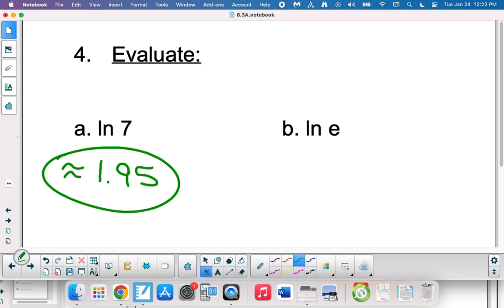Okay, this one, no calculator needed. Please don't even touch a calculator. Ready? Natural log of E. Remember, we're in base E. It's 1. Because E to the what? First power is E. E to the first power, right? Okay, so you don't need your calculator on some of them. On some you do, okay? All right, that's it for day 1.